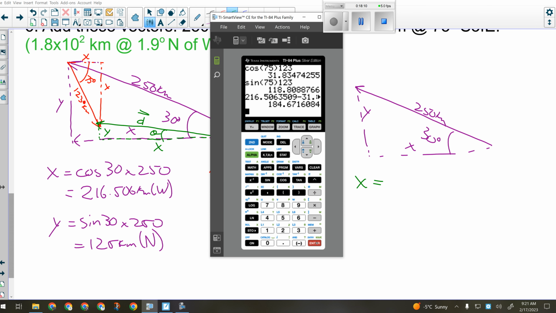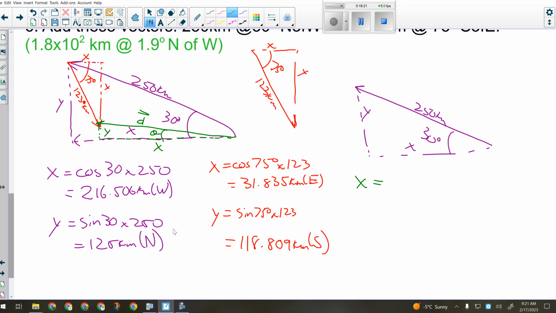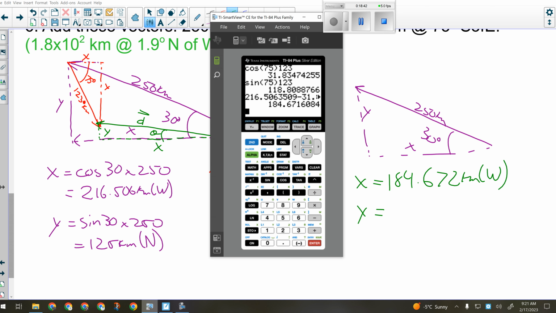Okay, so my resultant's x component is going to be 184.672 kilometers, and that is west, because I subtracted east from west and I still got a positive number. Okay, and then for y, they're also going to be subtracted because they're in different directions. So I'm going to take the 125 and subtract the 118.